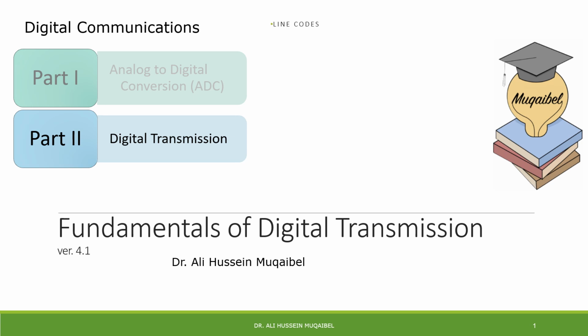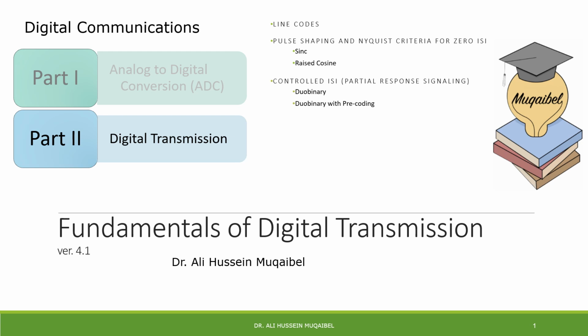The topics we'd like to cover include line coding, pulse shaping, and Nyquist criteria for zero ISI. And then we'd like to go over to controlled ISI, partial response signaling, where we cover binary and M-ary signaling with precoding, M-ary baseband communication, and we look at carrier modulation, including ASK, PSK, FSK. We'll look at both binary and M-ary communication. We'll also cover the I diagram. So we are ready to go. We'll start with line coding.